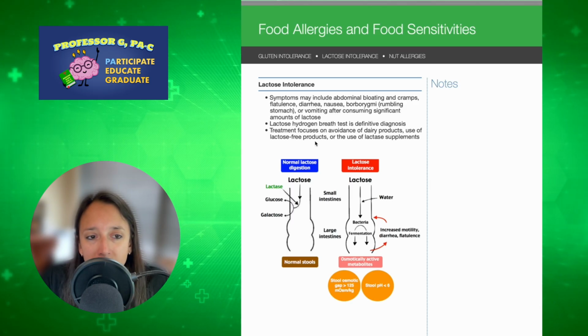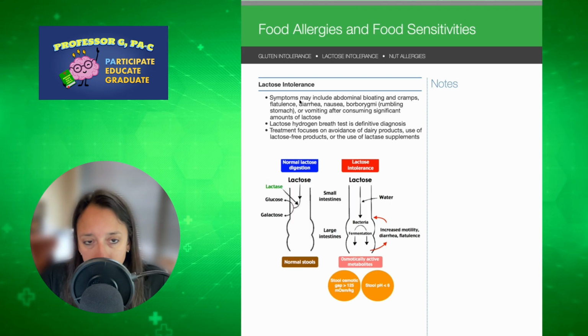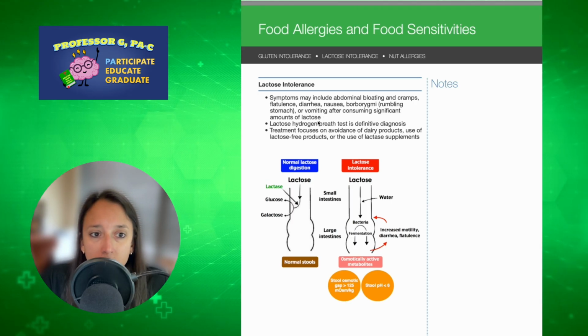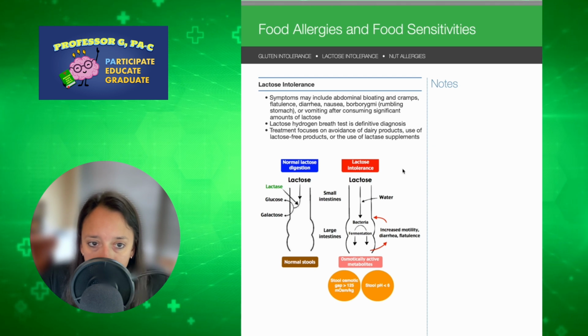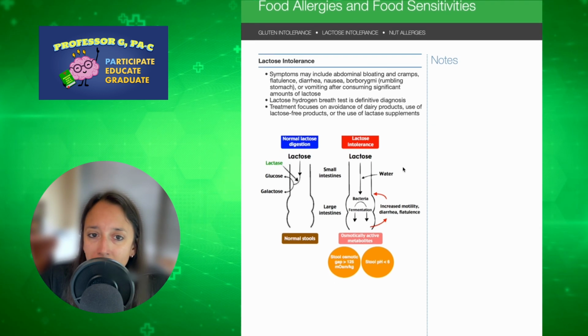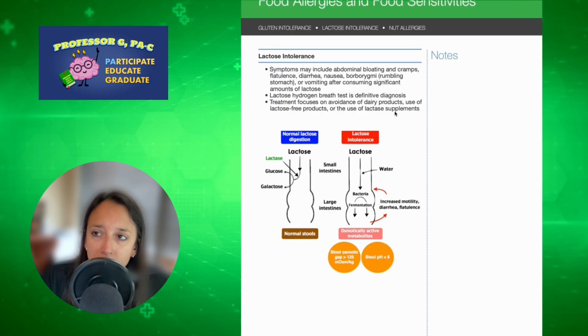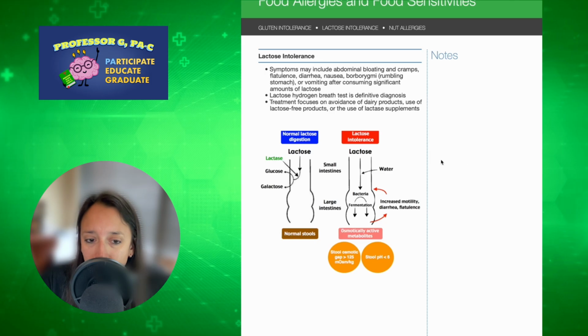And the test of choice really to diagnose it, you can either exclude lactose and see if that resolves the symptoms, or you can do what's called a hydrogen breath test that would give us the definitive diagnosis. And treatment really focuses on avoiding dairy products. We can also use lactase supplements, which are pills that help us break down the lactose containing products.